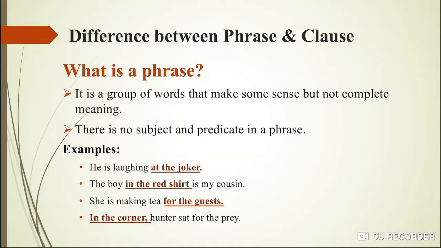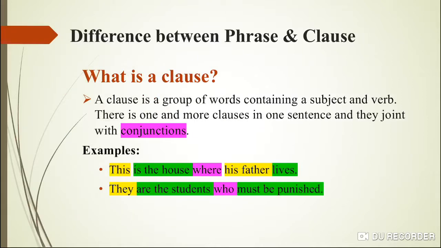So we define a phrase as a group of words that are used in sentences but do not give a complete sense. They give some sense but not the complete sense. The boy in the red shirt, she is making tea for the guest. In the corner, hunter sat for the prey. So these groups of words suggest some meaning but not the complete meaning.